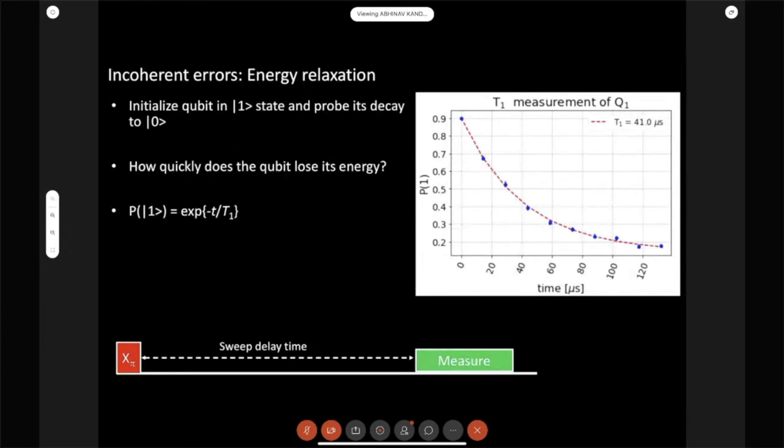Essentially what this is a measure of is if you initialize your qubit in the one state, by applying a pi pulse, and then you wait for different amounts of time and then you measure, what that'll give you is a decay like the curve you see on the right. Starting out with the probability of one close to one, it's going to decay to zero when the qubit finally decays back into its ground state. To this exponential decay you can fit, and the associated time scale is called the T1 time, and this is something you will come across a lot as you dive into this field. This time is really a measure of how quickly the qubit loses its energy.